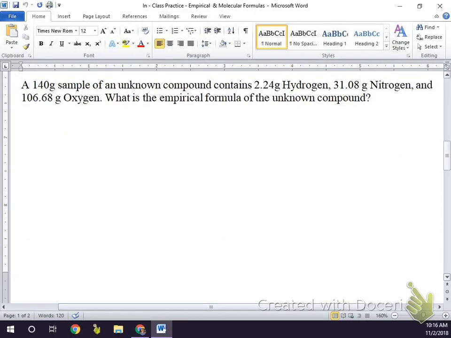Okay, so this one says it's a 140 gram sample. We don't really care about that, right? We don't care about the fact that it's 140 grams because they gave us all of our individual masses already in grams. So we just start with that. We take out that first step of switching the percentage to grams, right? Well, they already gave it to us in grams, which means our first step will be to convert to what? To moles, okay? So I say 2.24 grams of hydrogen, and I convert that to moles.